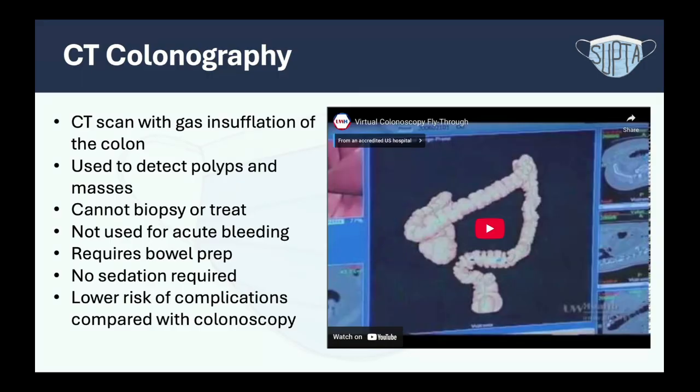I've got a short video here that shows us how a CT colonoscopy is done. It's basically a fly through showing how a 3D view of the colon is created, but we might not have enough time to watch it now. And I know that these slides will be sent to you afterwards, so maybe you can watch it in your own time.